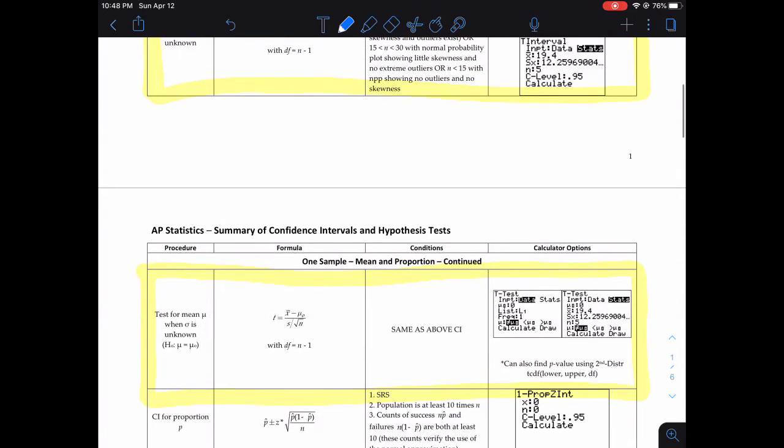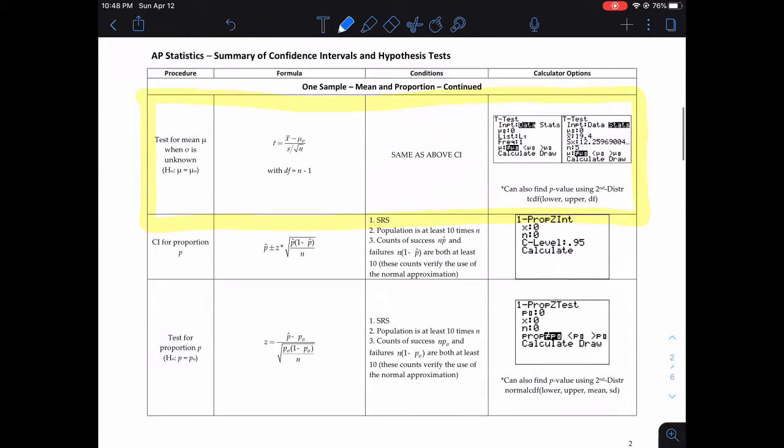Remember to do your 4-step process: state, plan, do, conclude. Make sure you include all 4 steps. Don't leave anything off. It's imperative, especially because there's only 2 questions, that you do all of the steps.